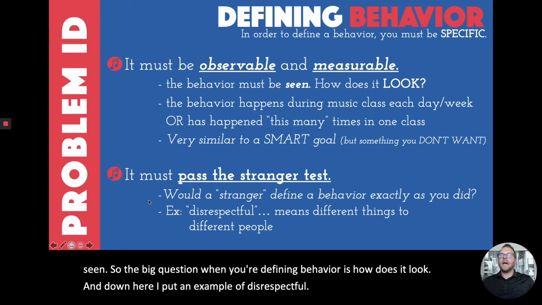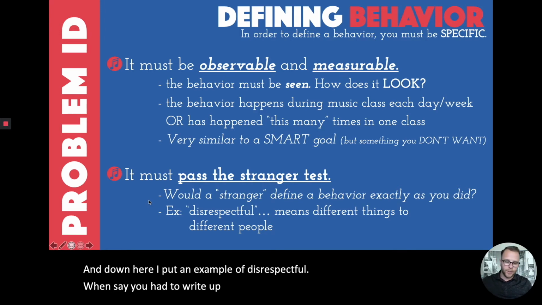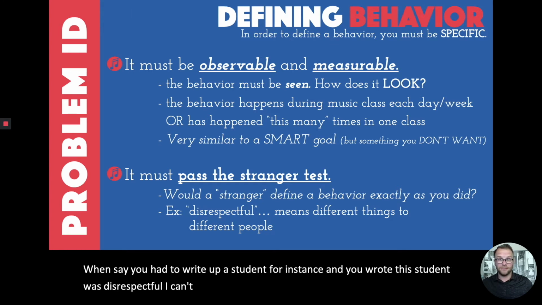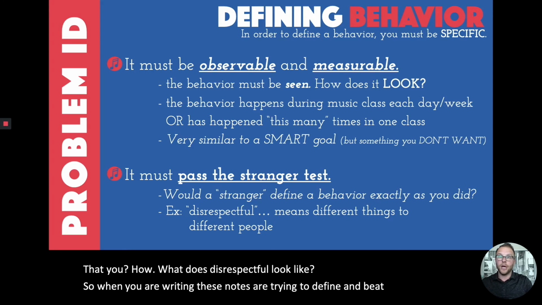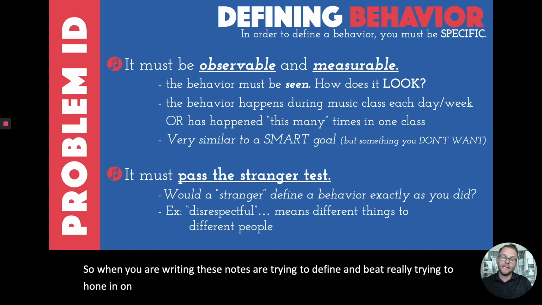Say you had to write up a student, for instance, and you wrote the student was disrespectful, I can't really see that. You're like, what does disrespectful look like? So when you are writing these notes or trying to define and really trying to hone in on what the behavior actually is, it has to be seen.